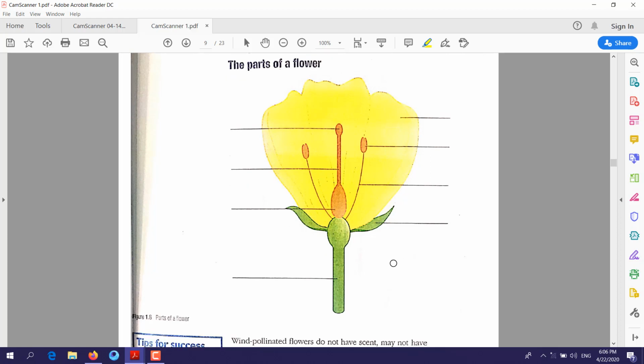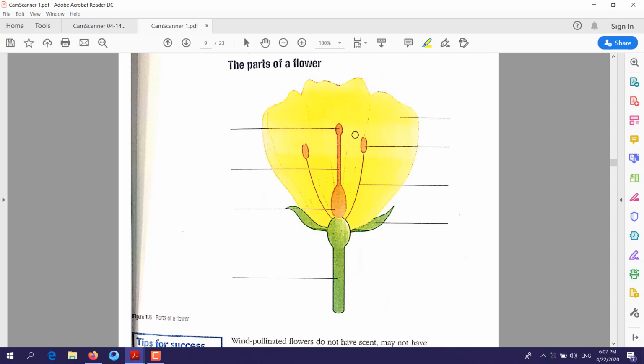Firstly, you need to know the names of all these organs or parts. Firstly, we have the main reproductive organs, and we have other organs that we call accessories. They will not be involved in the process of reproduction. They will be just like a secondary part. They will help the process of reproduction. Now, the two main parts are the male reproductive organ and the female reproductive organ.